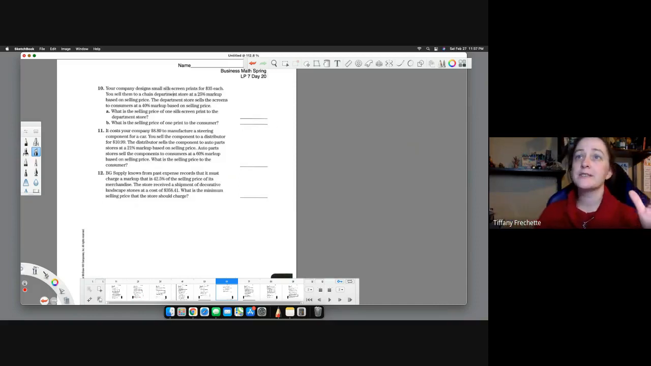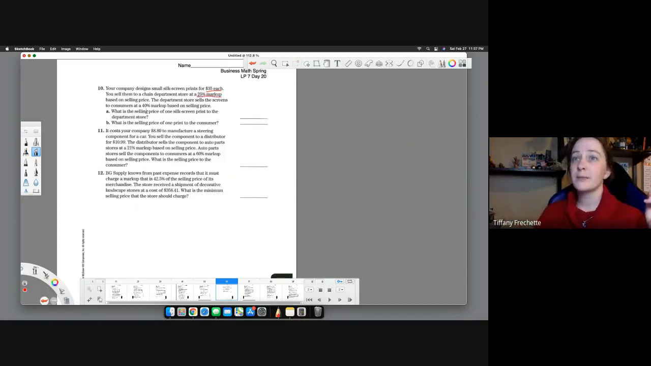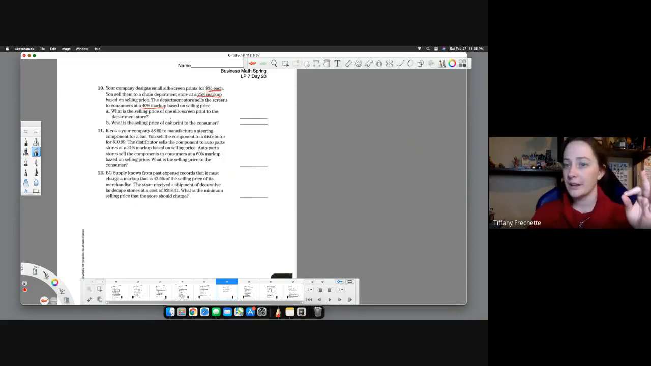Your company designs small silk screen prints for $35 each. So we know how much they cost. You sell them to a chain department store at 25% markup based on the selling price. The department store sells the screen to the consumer at a 40% markup. So we have to pay attention to the wording here. First, what is the selling price of one silk screen print to the department store?